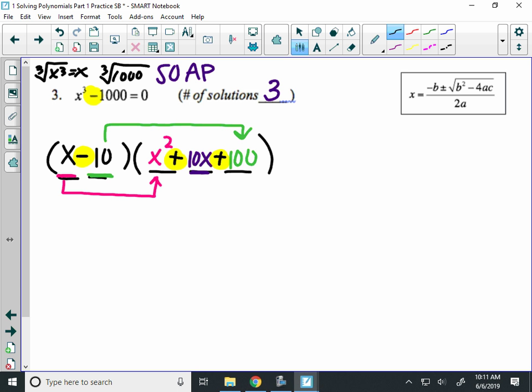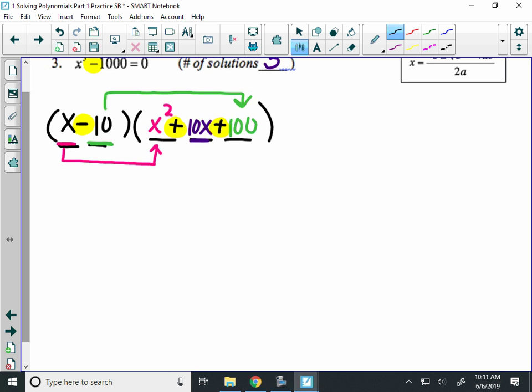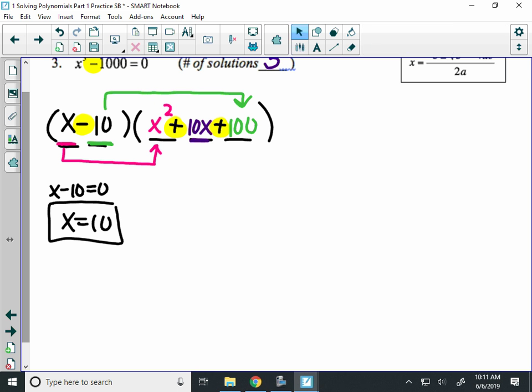So let's find our solutions. First one is easy, x minus 10. I set that equal to 0, and I get a solution of 10. That's one of the 3. Now, I told you in the notes to find the other 2. This trinomial on the right will never, ever factor. So you can either use the quadratic formula or completing the square.